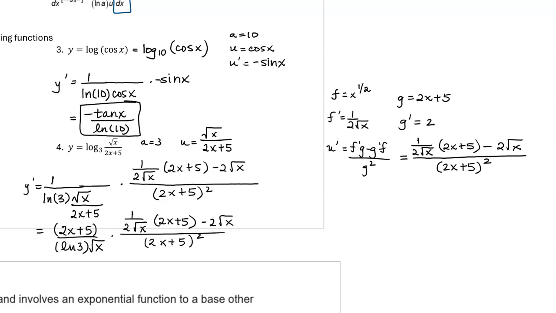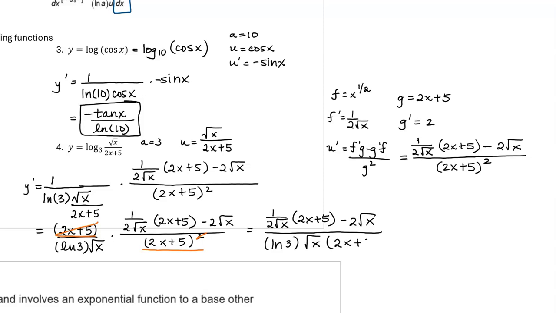I do have some things that can cancel out because I do have 2x plus 5 squared in the denominator with the 2x plus 5 in the numerator. So I can cancel one of those out to be left with 1 over 2 root x multiplied by 2x plus 5 minus 2 root x. And in the denominator, we have a natural log of 3 multiplied by a root x multiplied by a 2x plus 5.